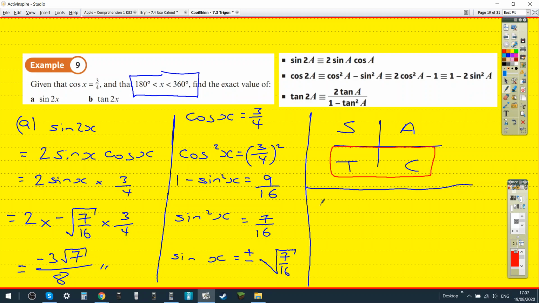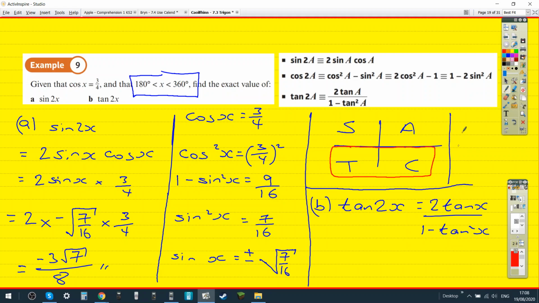Okay. B, tan 2x. So it equals 2 tan x over 1 minus tan squared x. So we have to find tan x. Sine x divided by cos x. Boom.